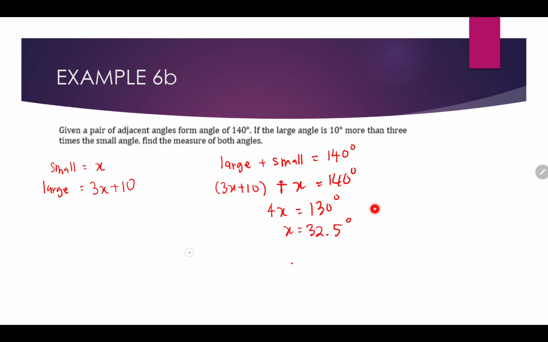Okay, therefore the measurement of small angle is 32.5. Meanwhile, for the large angle, the measurement is 3x plus 10, so equals 107.5 degrees. Okay, that's how we solve this question.